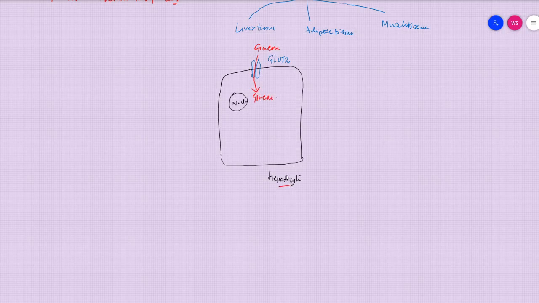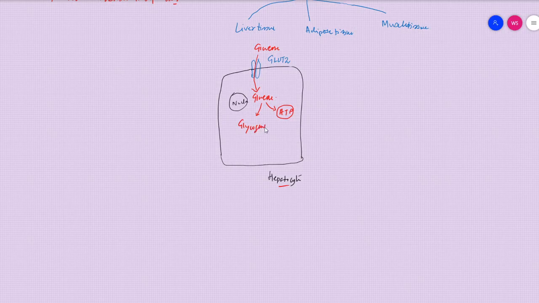Hepatocytes also need to grow, maintain their integrity, and maintain their enzymes, so they require energy. A bit of this glucose is converted to ATP that does all that. The rest of it goes and becomes glycogen.